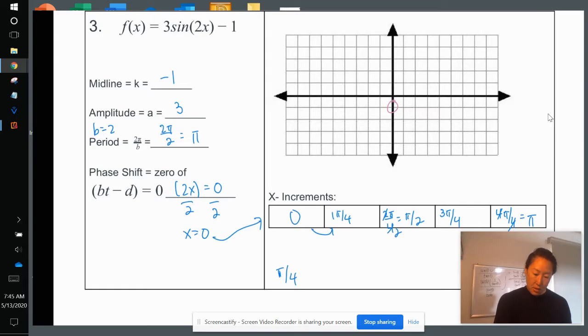So 0, the next is going to be pi over 4, the next is going to be pi over 2, 3 pi over 4, and pi. I didn't count backwards. Going backwards, we're going to go negative pi over 4, negative pi over 2. So this graph is going to look really similar because we stretched out our scale. But notice that the distance from 0 to that second to last tick mark is only a distance of pi now. Okay.